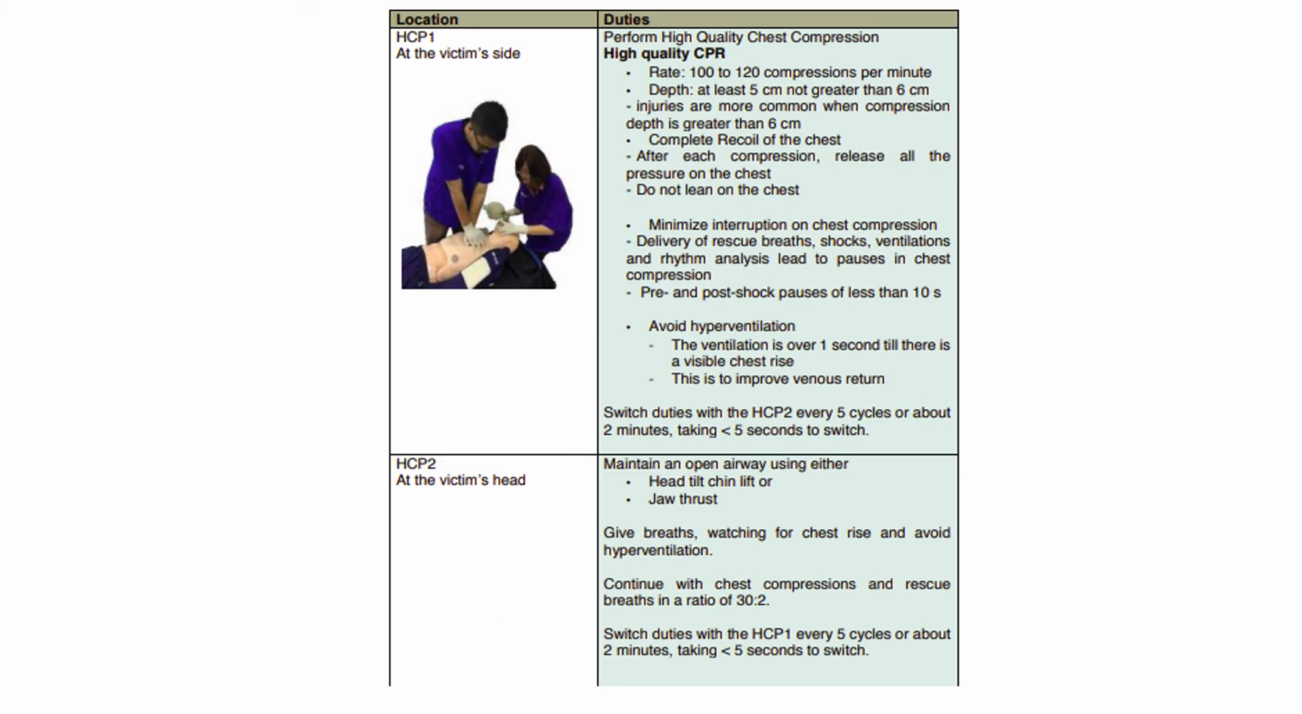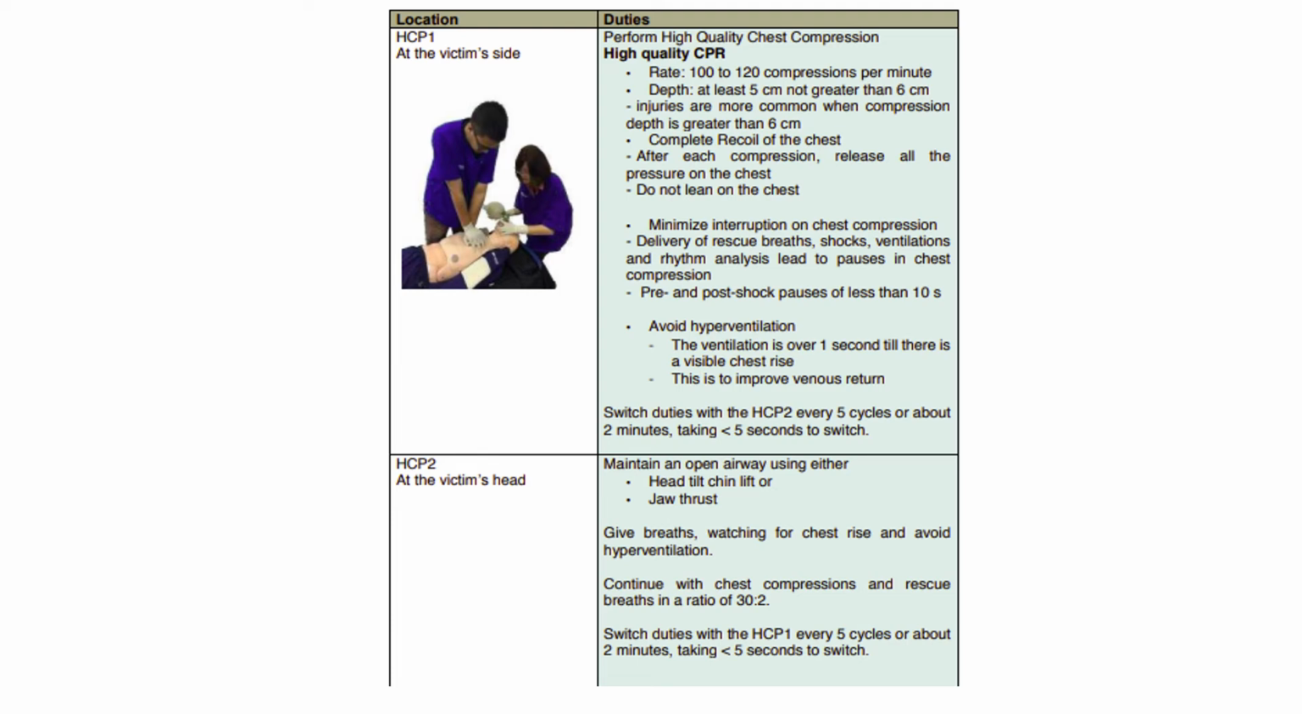So, in performing CPR, if two persons are performing the procedures, one, as mentioned, will be at the victim's side and the other at the victim's head. The person positioned at the victim's side is the one performing the high quality chest compression. The duty is to perform chest compression at the rate of 100 to 120 compressions per minute, with a depth of compression about 4 to 6 centimeters.